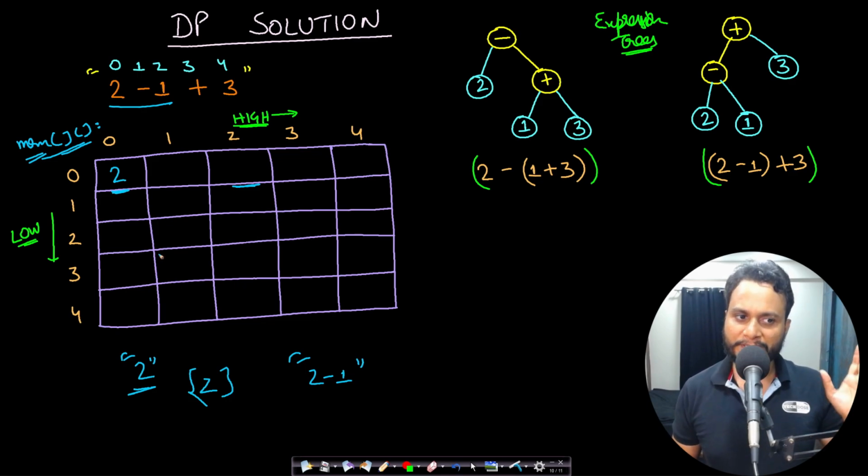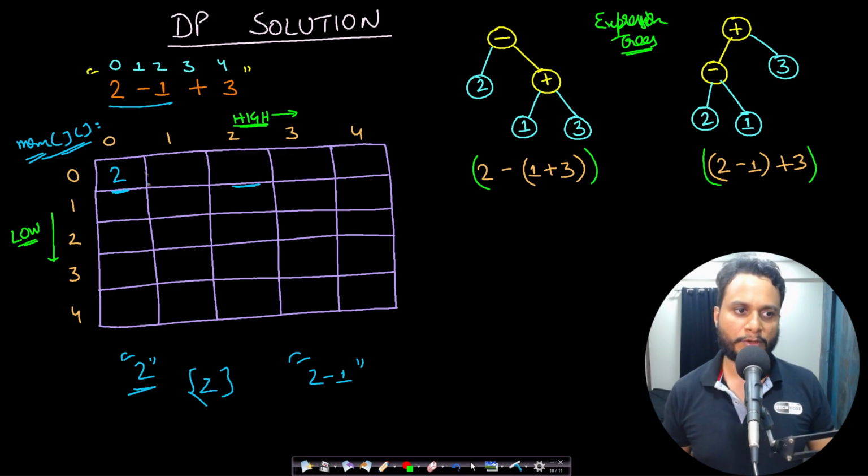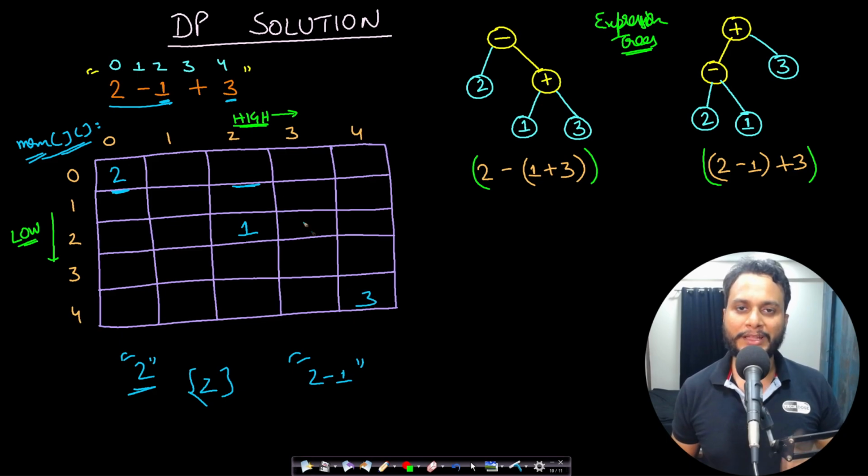So let's first calculate the smallest subproblem. It will be of size 1. That means only a single operand. Then you have an operand at 2. So 2 to 2 answer will be 1. 4 to 4 answer will be 3. Now let's do size 3 subproblem. That means 2 operands and 1 operator.